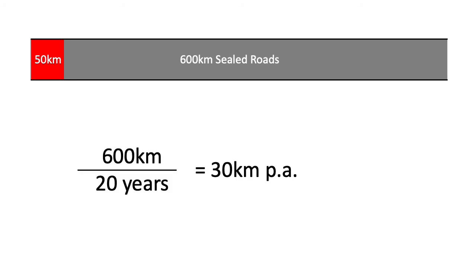The council can be fairly confident that over the long term, if it renews around 20 Ks a year on average, then it's going to stay on top of its road infrastructure and manage it responsibly and sustainably. So the calculation then is pretty simple. 600 divided by 20 is 30 Ks of resealing that it needs to do on average each year.